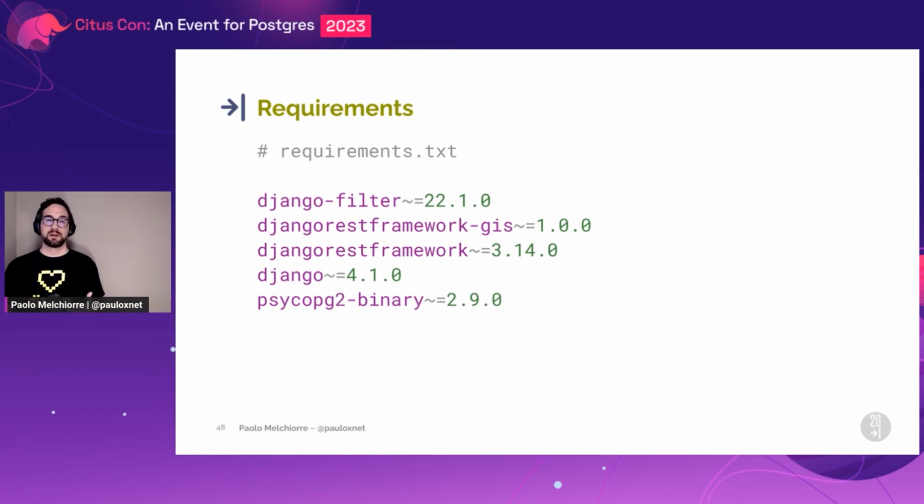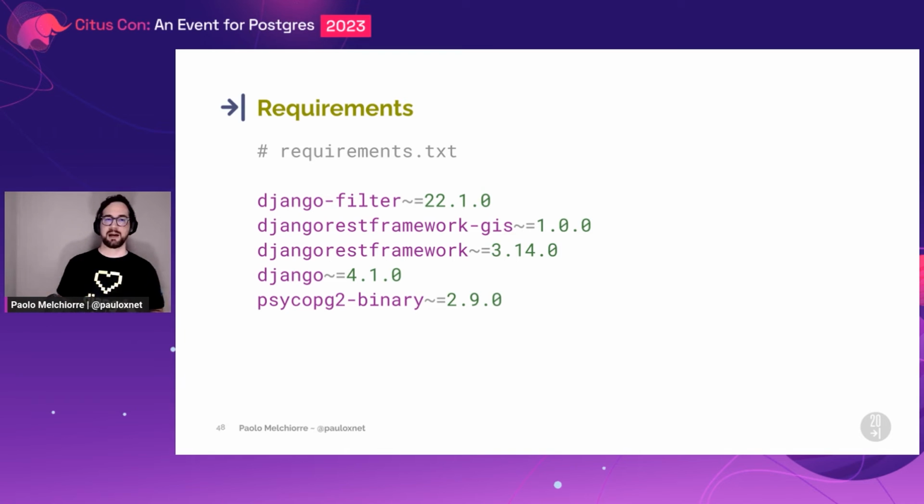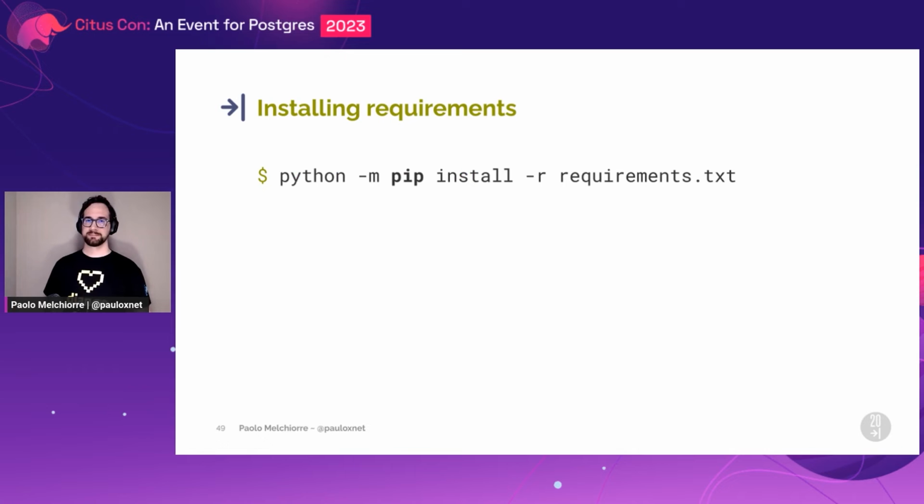The Python requirements of our project are increasing, and therefore a good practice is to create a requirements file with a package list. In addition to Django, we are going to use Psycopg, Django Filter, Django REST Framework, and its geographic add-on. We install all the Python requirements using the Python package installer module.